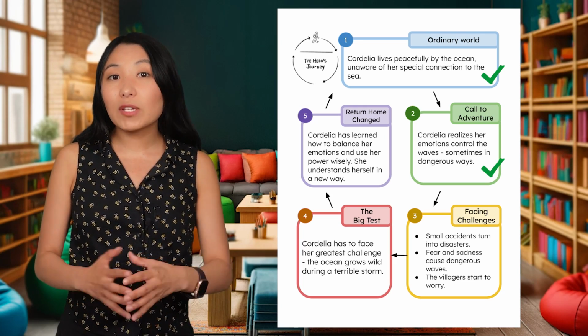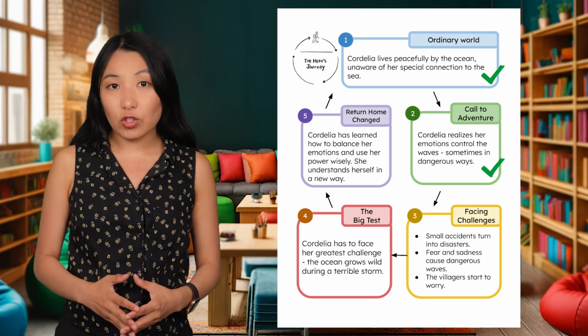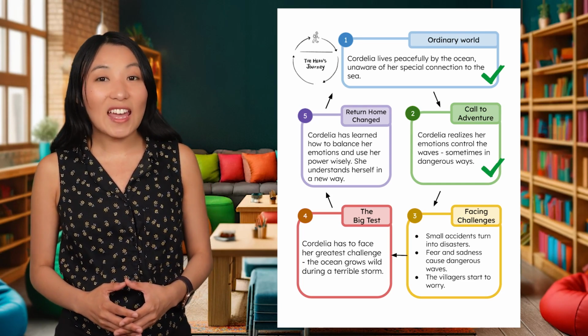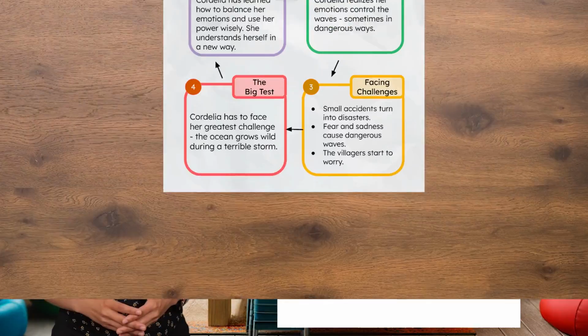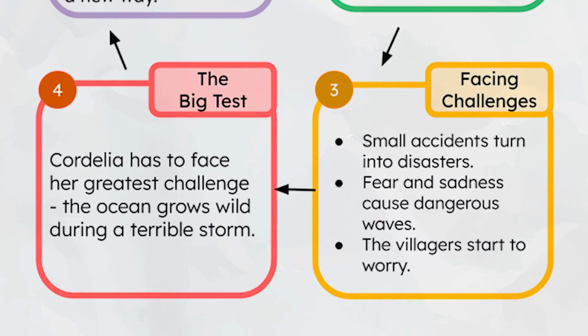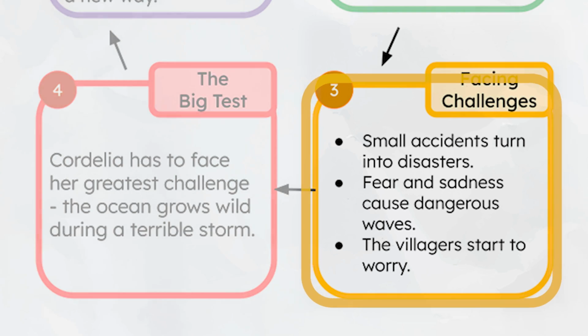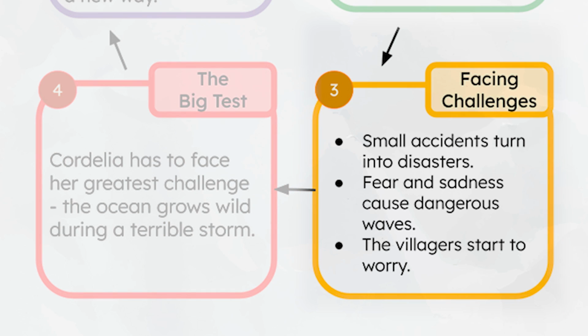Let's think about how to build out the action of our hero's journey using sensory details and character reactions. Here's what I have in my outline for the middle, when Cordelia starts to face challenges. Small accidents turn into disasters. Fear and sadness cause dangerous waves. The villagers start to worry. Now, let's turn these notes into a real moment in the story.